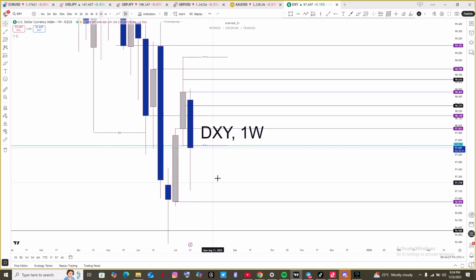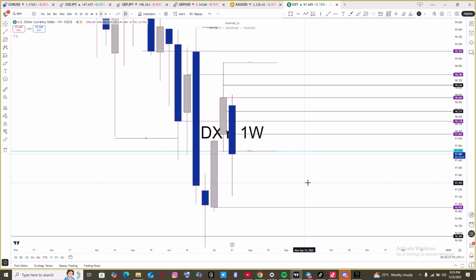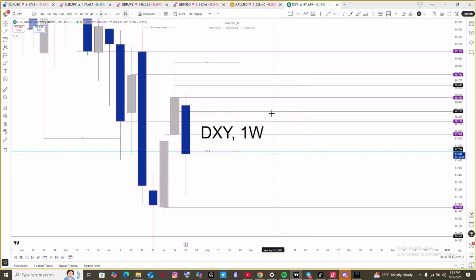So this is the XY on a weekly time frame. As usual, we are starting from our weekly time frame. Now, the first thing I usually do is I mark my previous week highs and previous week lows.